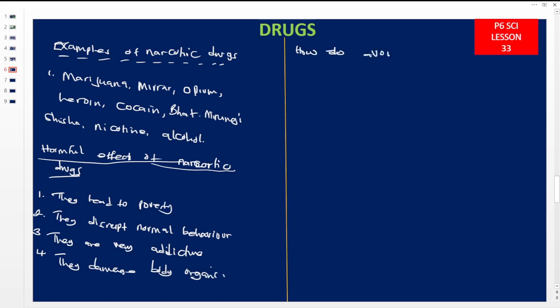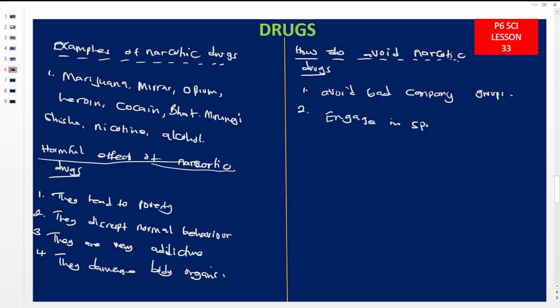Okay, so how to avoid narcotic drugs? 1, avoid bad companies. Avoid bad company groups. 2, you should engage in sports so that you keep yourself busy. Any kind of sports. Then you spend leisure time reading magazines. If you have nothing to do, spend your leisure time reading magazines. Read the Bible.